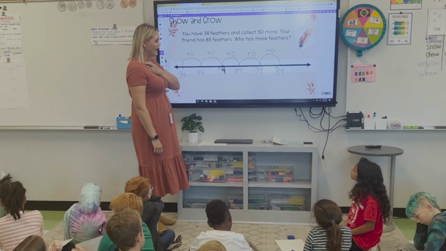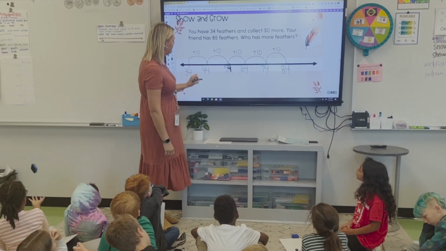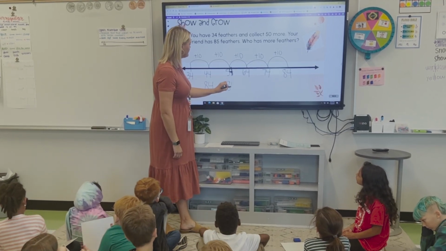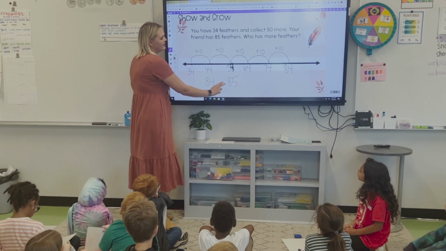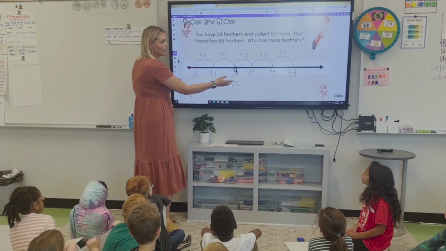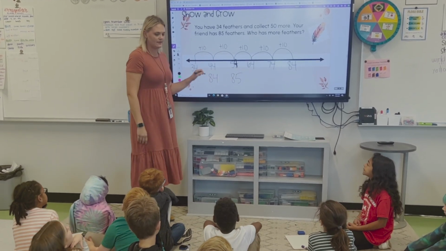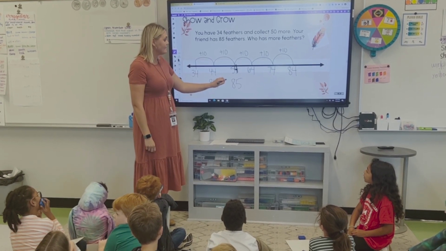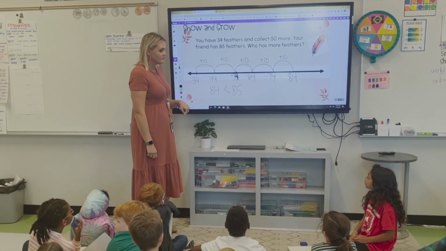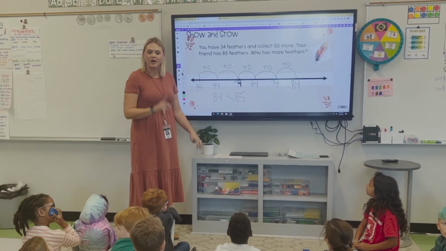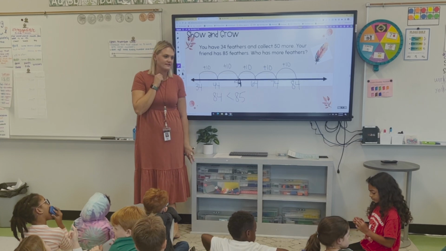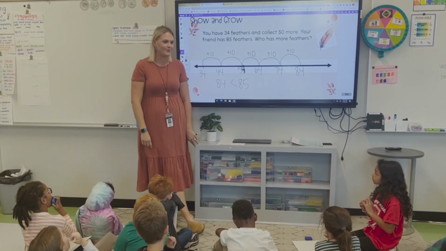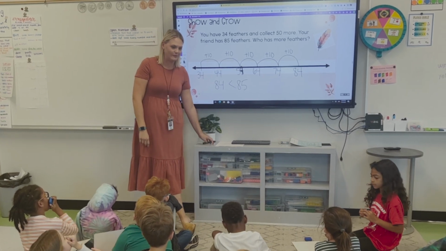So we have 84, and our friend has 85. Who has more feathers? Which of these numbers is greater? 85 is greater. So your friend has more, by one. Marley took it one step further. She said, our friend just has one more feather than us. We were so close, weren't we? If only we collected one more.